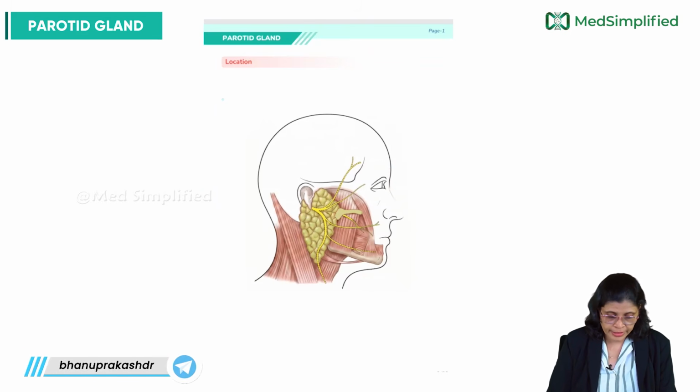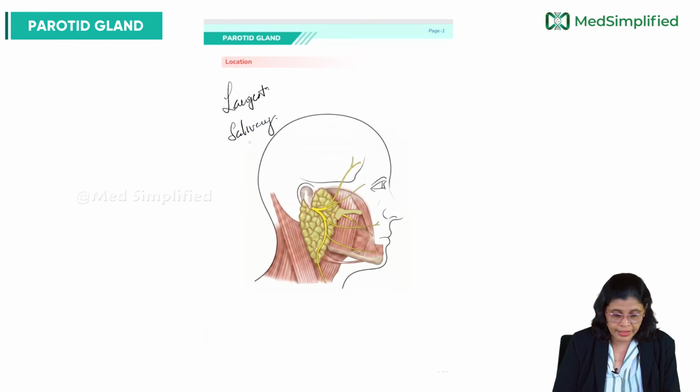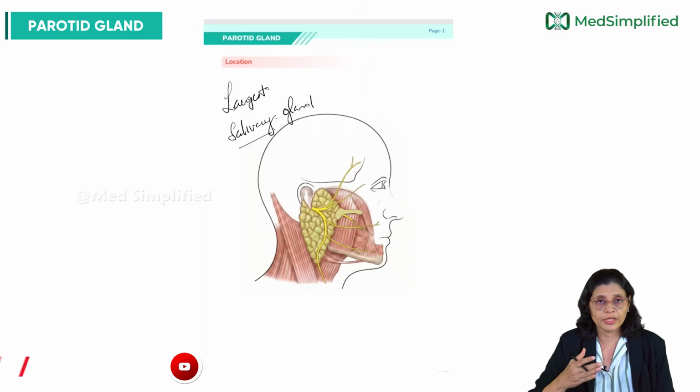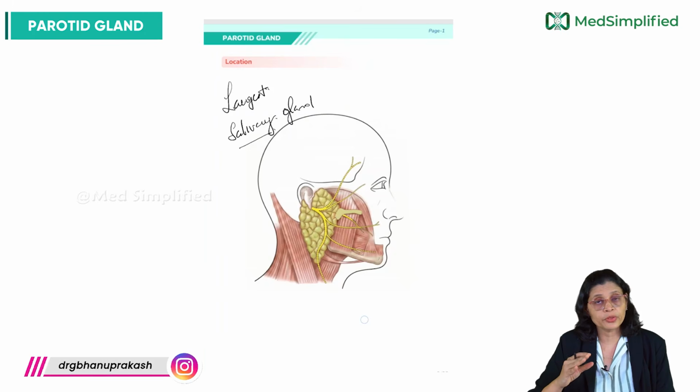It is the largest salivary gland among the three major salivary glands. So we have the sublingual, submandibular and the parotid gland. The parotid is the largest salivary gland and it is inverted pyramidal in shape. This parotid gland is present in the parotid region, and the parotid region is around the ear.